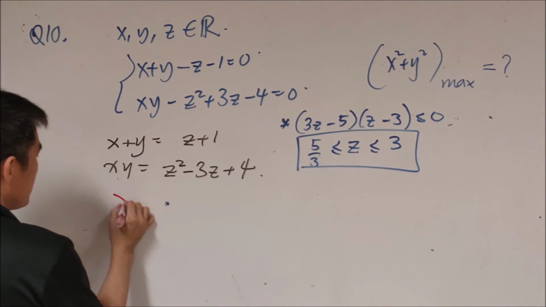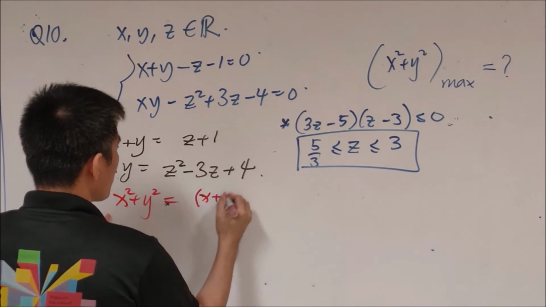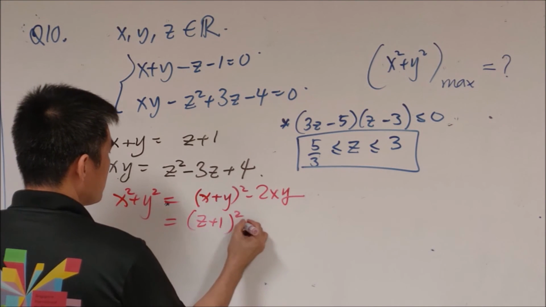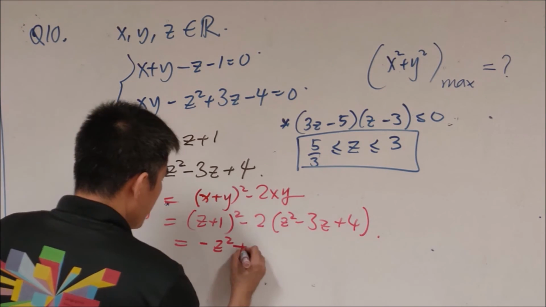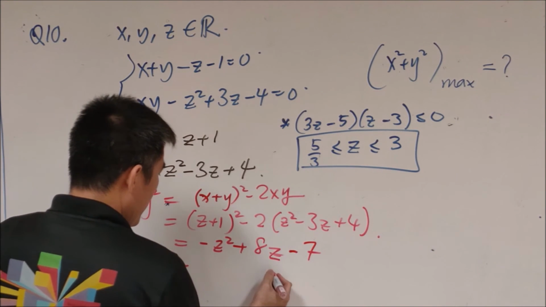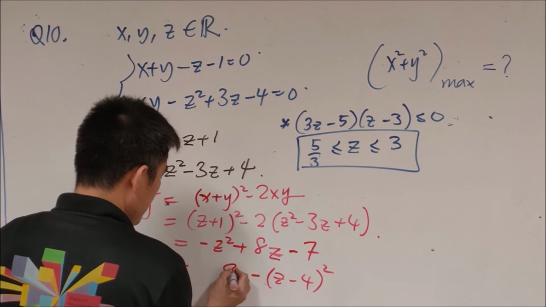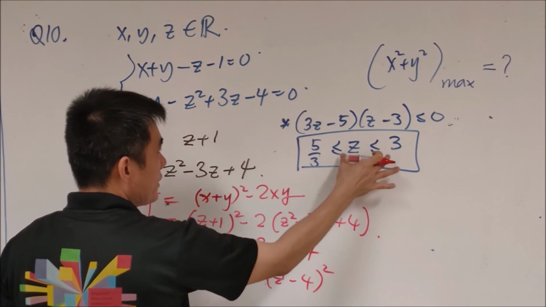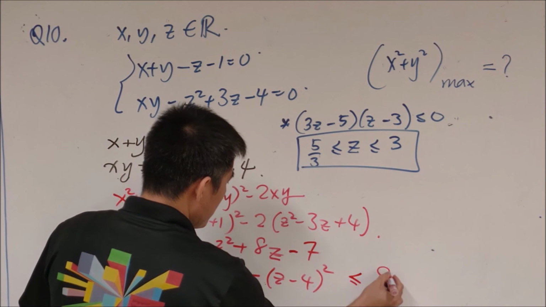Now we are asked to find the maximum value for this: x plus y squared minus 2xy. That is z plus 1 squared minus 2 of this, which gives negative z squared plus 8z minus 7. By completing the square, this will be negative (z minus 4) squared plus 16 minus 7, so this is 9. Without checking what the value of z is, it seems that this is less than or equal to 9.